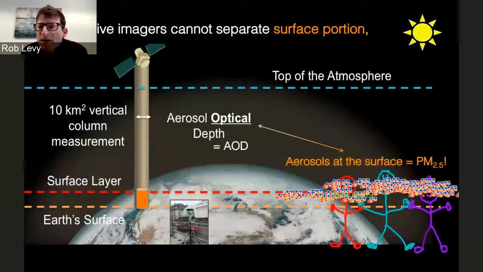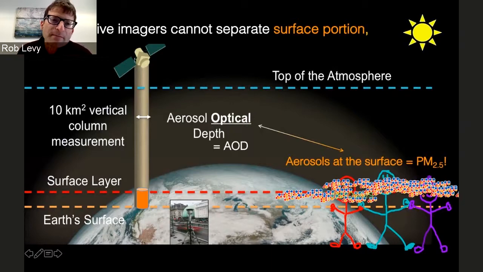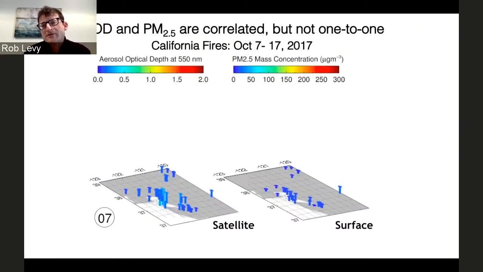But the problem with satellites of this kind is we can't separate the surface portion, and of course that's what is important at the surface: the PM2.5 that is regulated, that you don't want to breathe. The problem is satellites measure the total optical depth, which is a column measurement, and we need to get at the surface measurement. And this is a slide from fires in 2017.